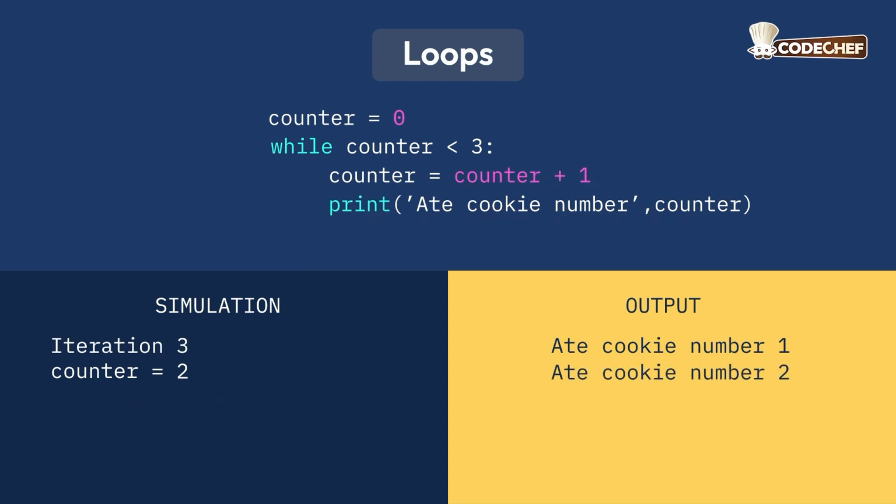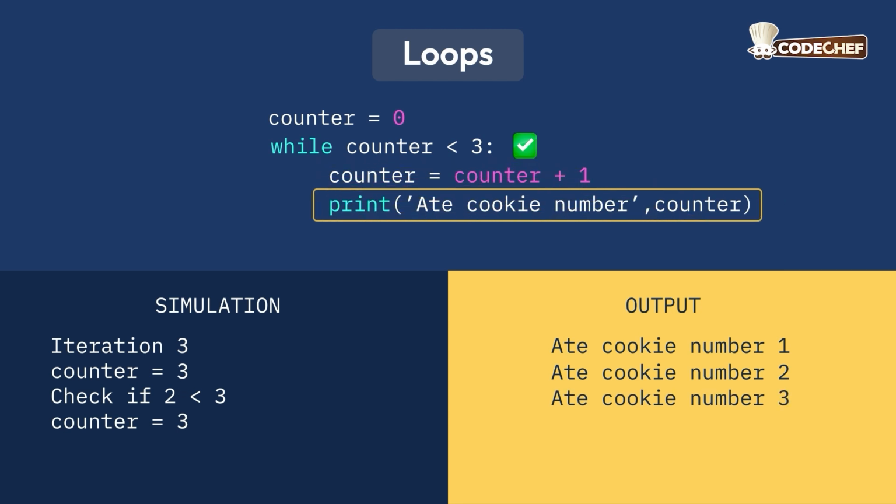In the third iteration, counter value is 2. 2 less than 3 is also true. We enter the loop, we increment the counter. Counter will become 3. We print cookie number 3.